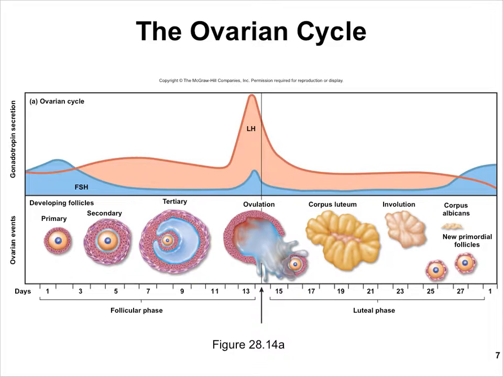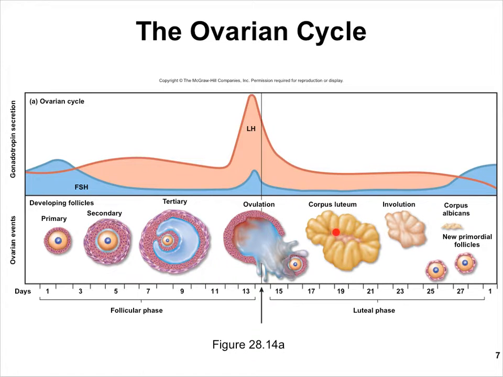The influence of luteinizing hormone is what causes these follicles to become the corpus luteum. The corpus luteum is going to secrete hormones, particularly progesterone, that are going to be very important in the menstrual cycle.